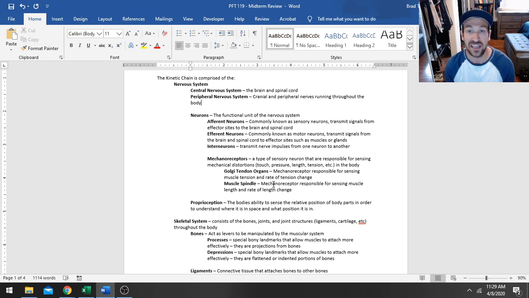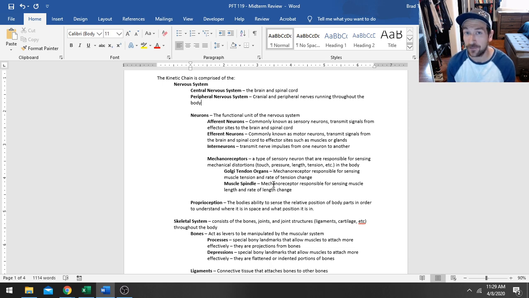So your entire nervous system, central and peripheral, is all made up of different types of neurons, right? So you've got afferent neurons, which are commonly referred to as sensory neurons because it's a lot easier to say. And they transmit signals from effector sites to your brain and your spinal cord. So their job is to sense information and send it to your brain.